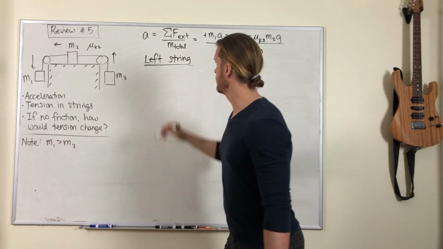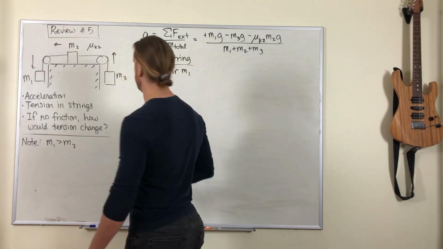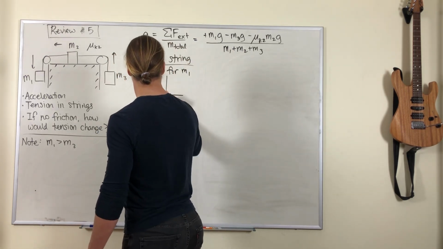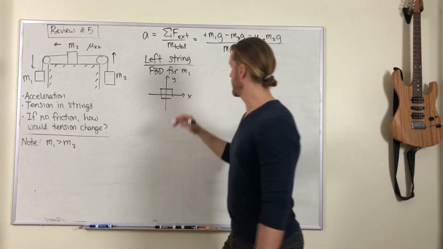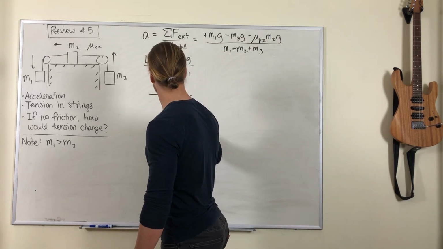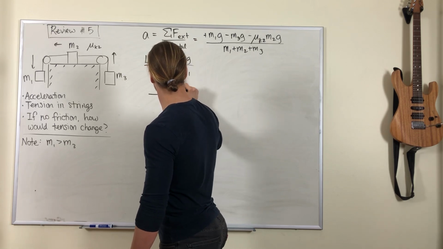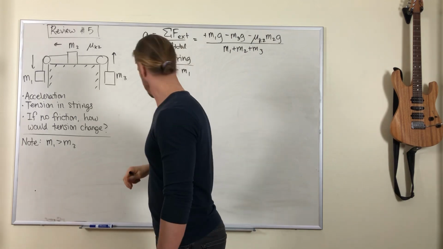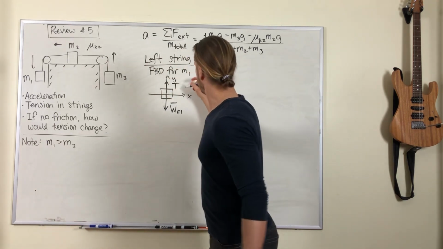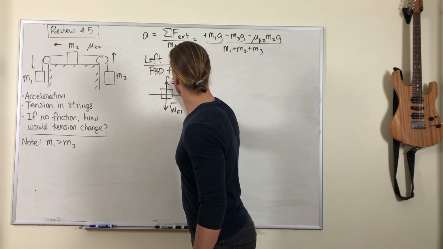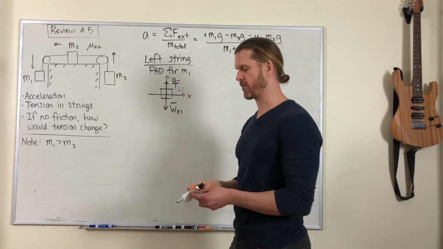Okay, so to do the left string, I'll draw a free body diagram for M1. This is a pretty simple free body diagram. It has the gravity force of the Earth on mass 1, and it has the tension force of the string. Actually, I'm going to use a better letter. Tension force of the left string on mass 1. I'll use L for left string because we've also got a string on the right.